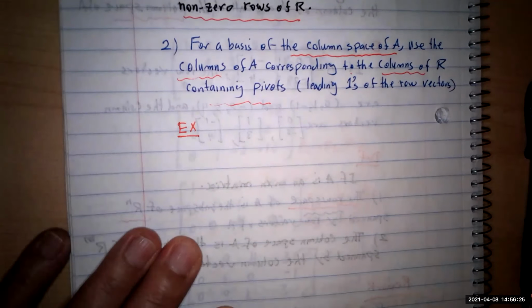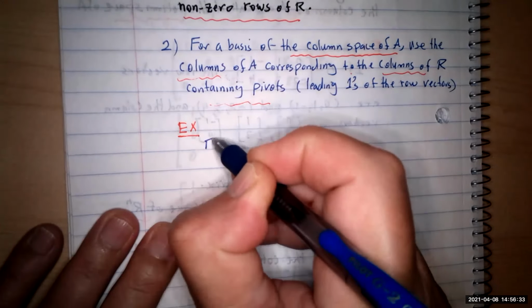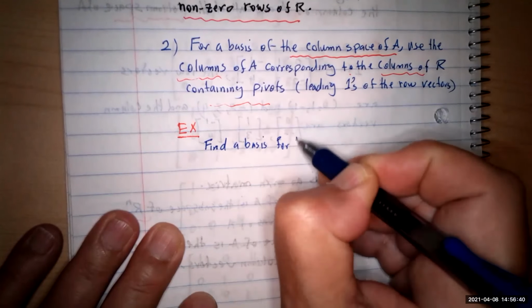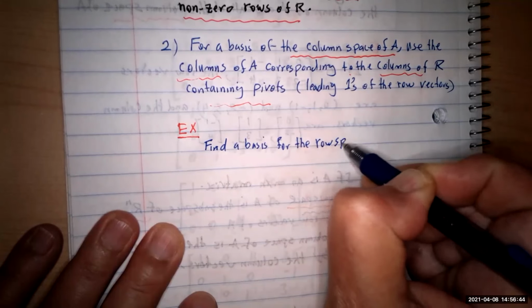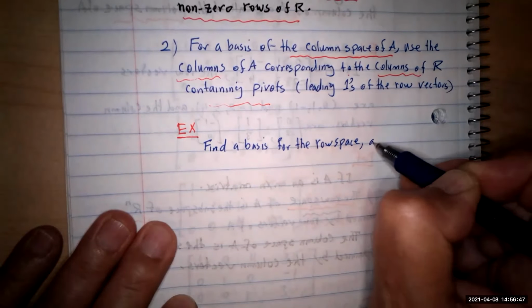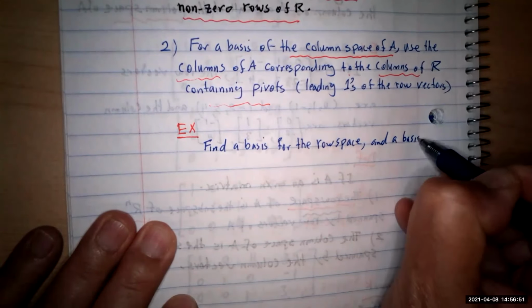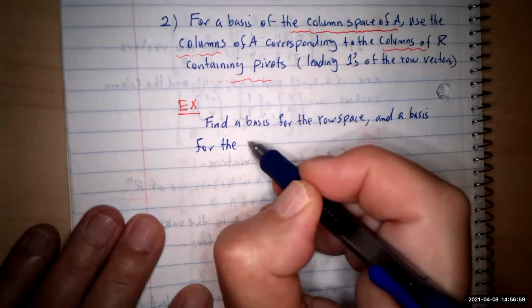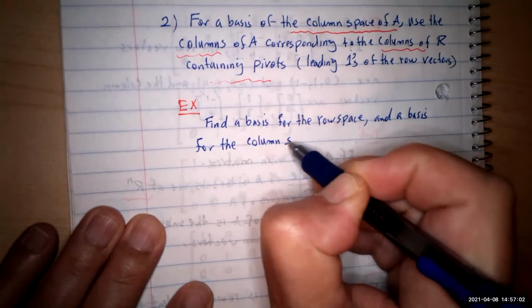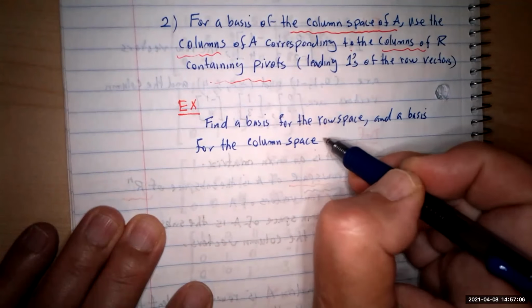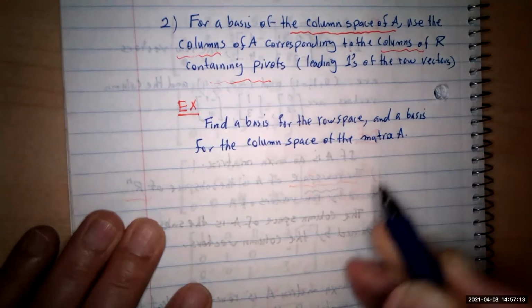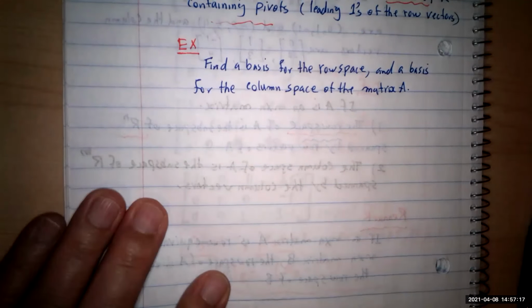This is it. A matrix would be given, straightforward. They ask for a basis for the row space and a basis for the column space. So find a basis for the row space and a basis for the column space of the matrix A. You change it to the row echelon form and you pick those numbers right away.